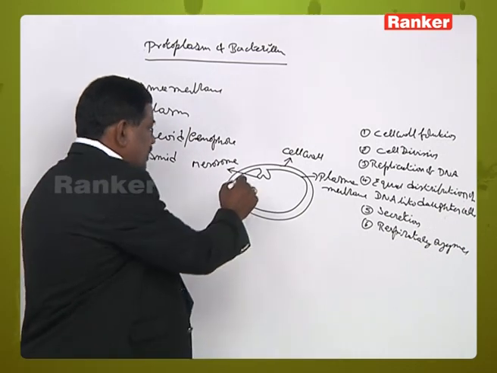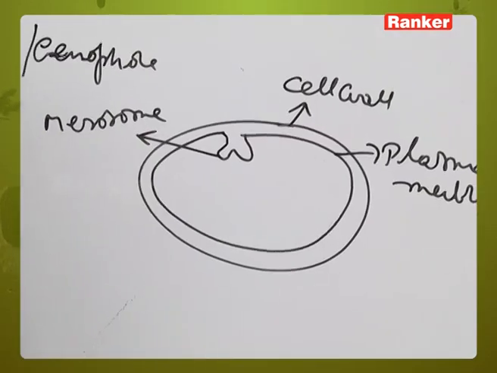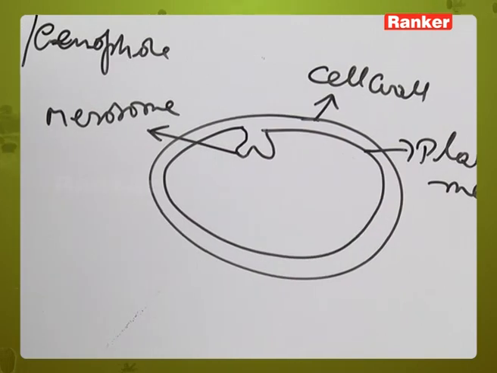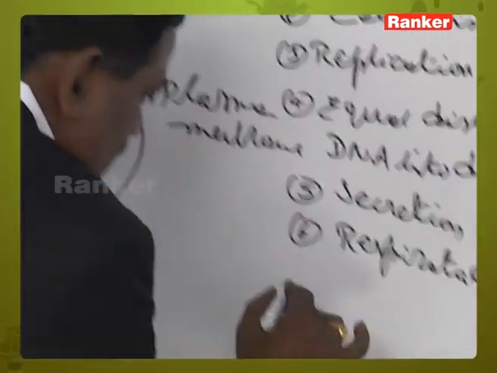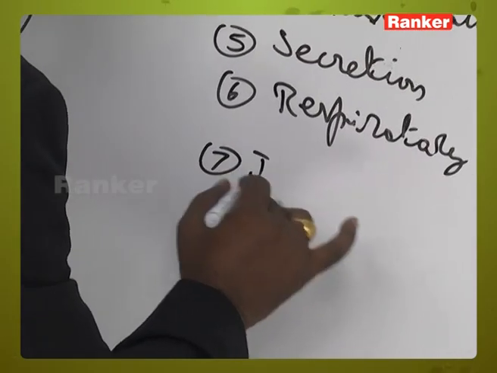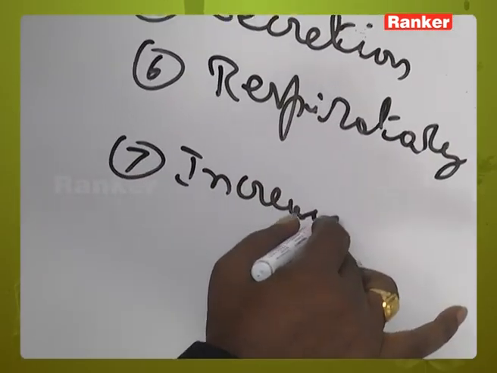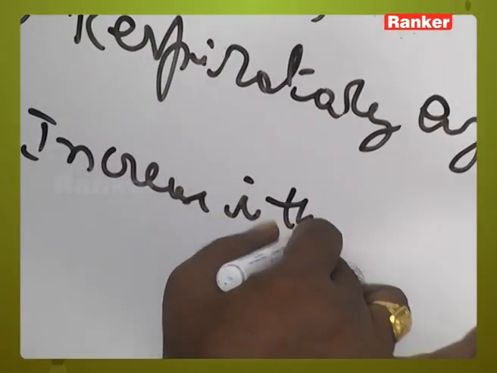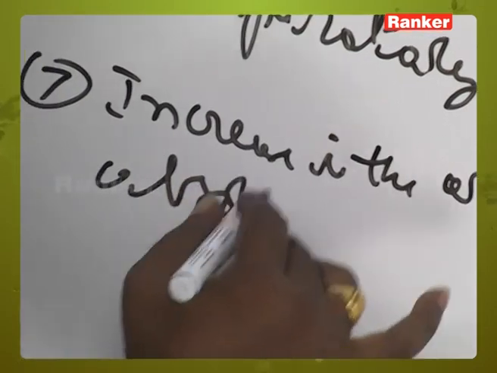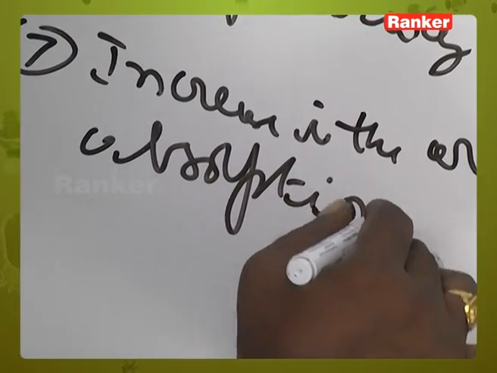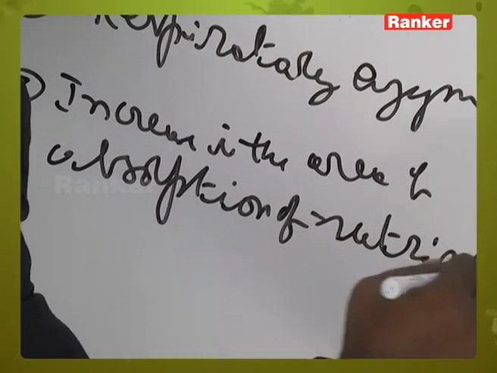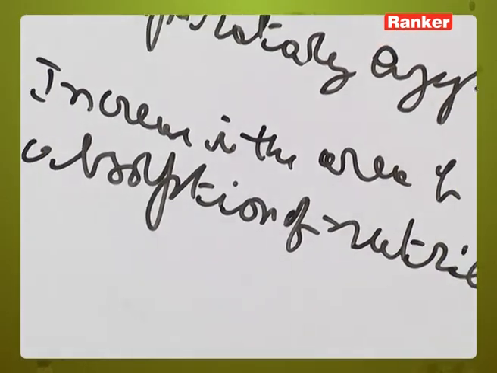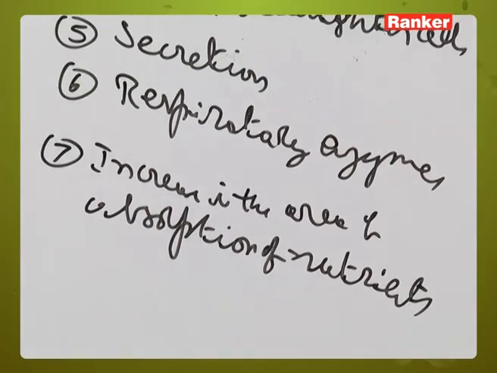Here, mesosome is the infolding. Wherever folding is present, area increases. So, mesosome also increases the area of absorption of nutrients. Mesosome increases the area of absorption of nutrients.